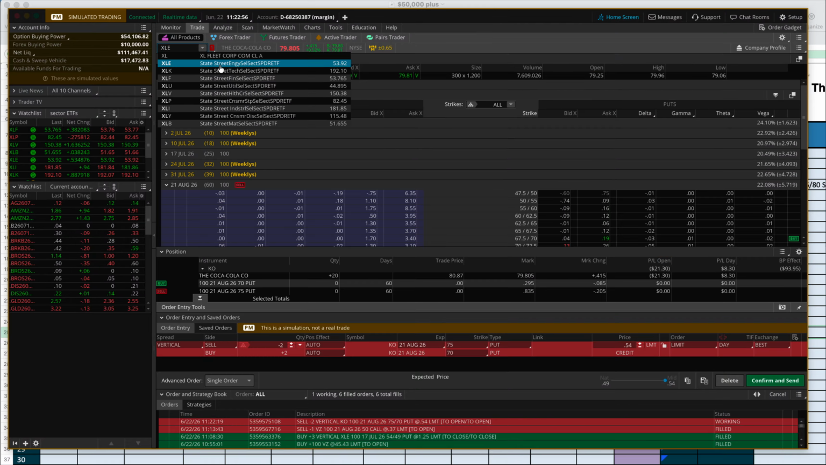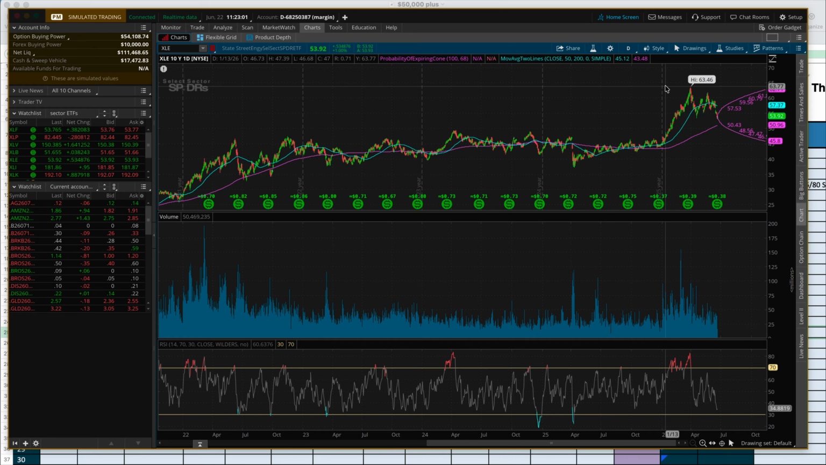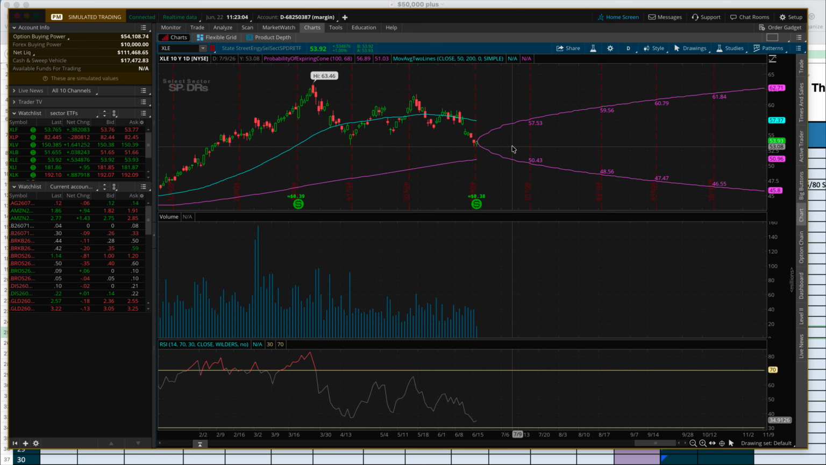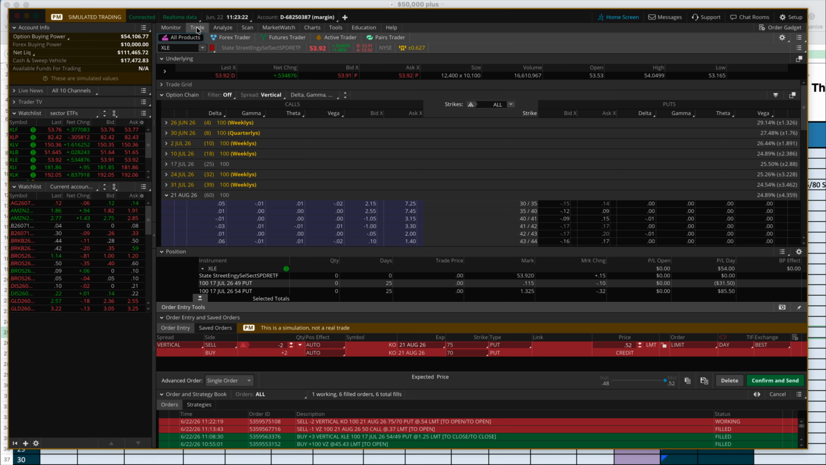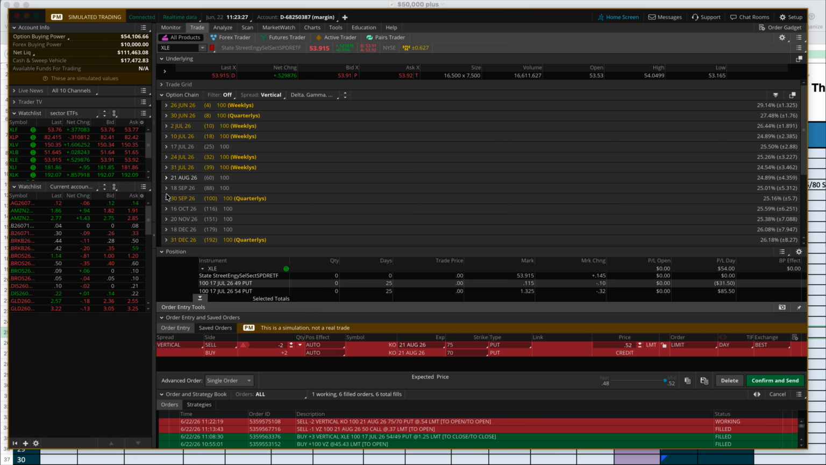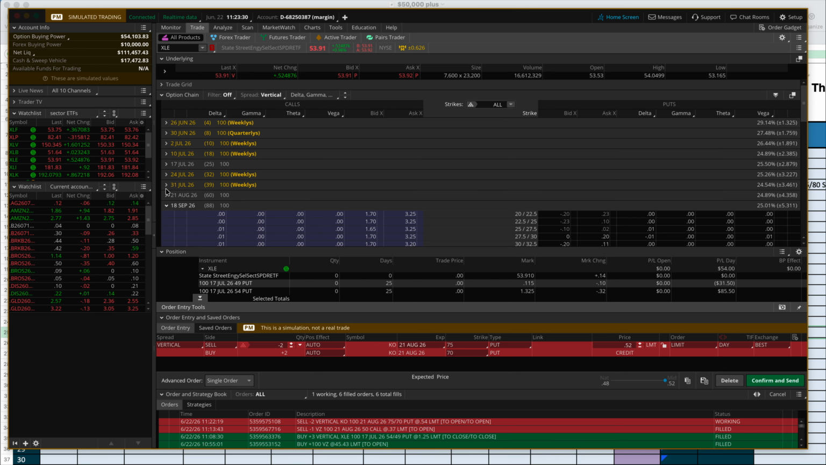XLE. And again, looking at that chart, we believe it could come down to like the 50, 51 mark. So we could wait and see if it comes down there, or we could do it now. We never know what's going to happen. But let's wait and maybe see what happens. I could go trade out to August. I could go out to September. I could go farther out.